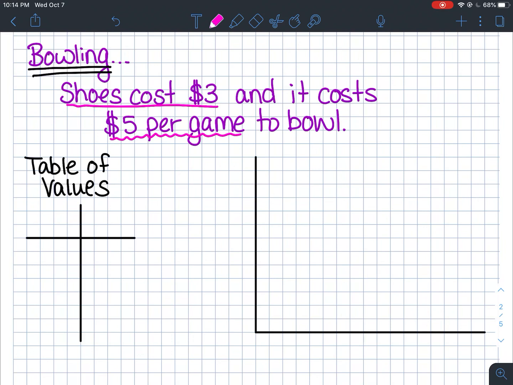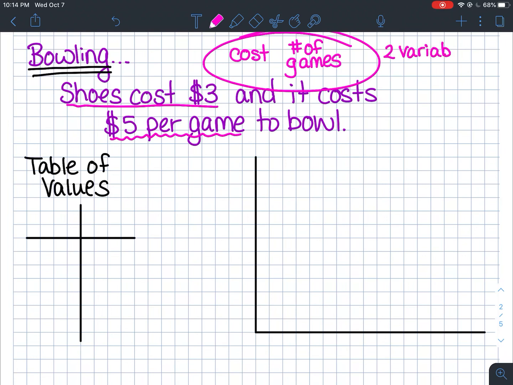Okay, so let's say we wanted to graph this relationship. We wanted to see how much it would cost over time. So we want to graph the cost to go bowling, and we also want to graph the number of games that we're going to bowl. So how much is it going to cost if we play 1 game, 2 games, 3 games? So these are our 2 variables in this situation. One of them is going to be our independent variable, and one of them is going to be our dependent variable. So which is which?